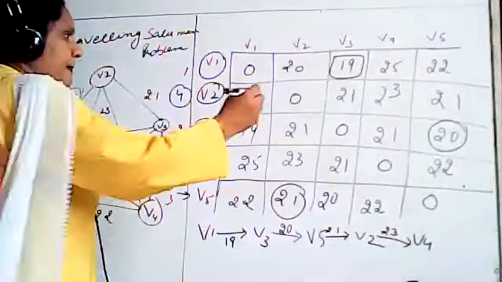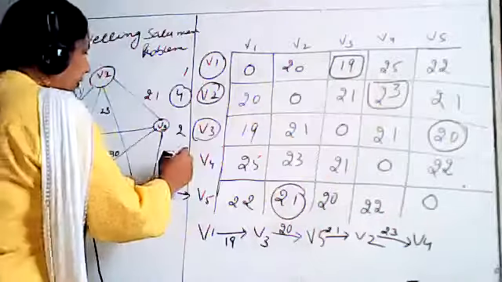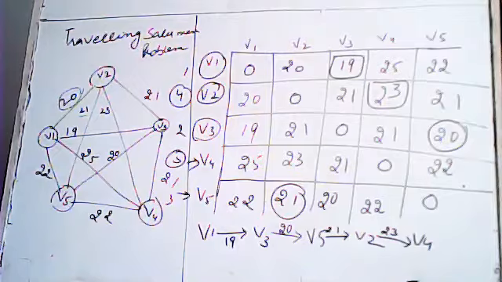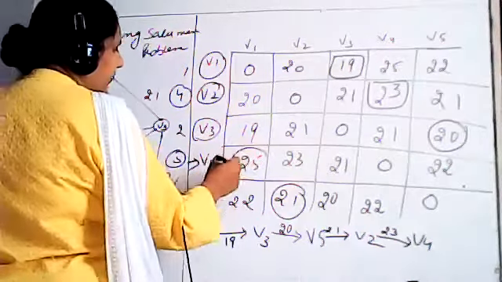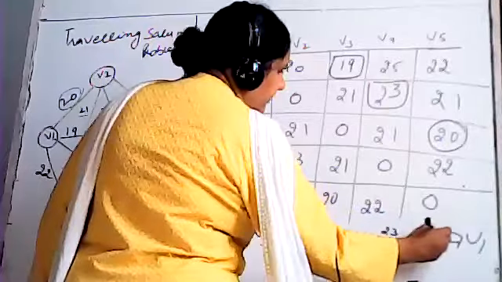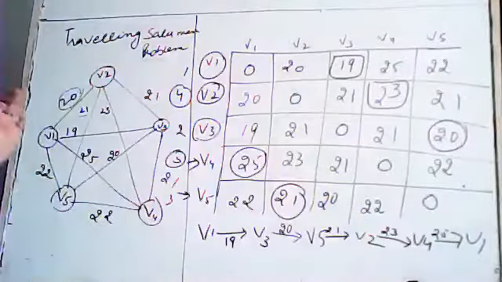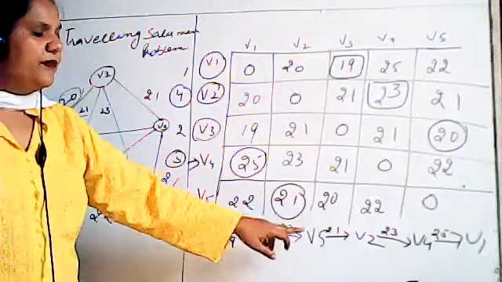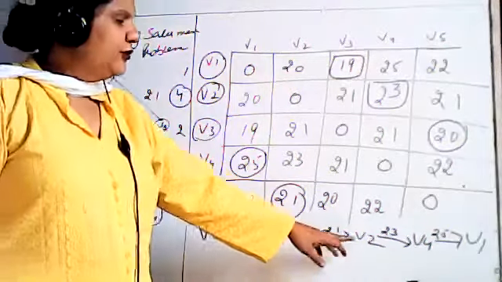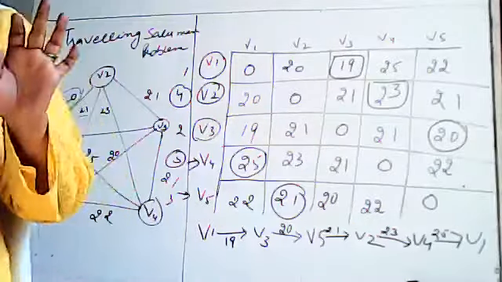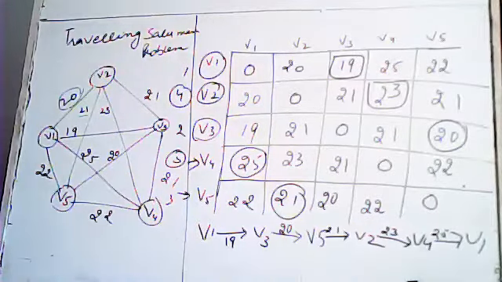V4. Now go to V4 and check the next value after 23. It would be 25, and you'll be landing up in V1. So all the edges are covered, all the vertices are traversed. We started from V1, then went to V3, then V5, then V2, then V4, and came back again to V1. That is what the traveling salesman problem says.